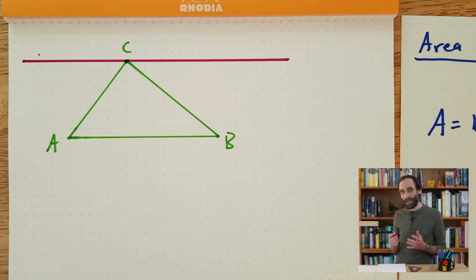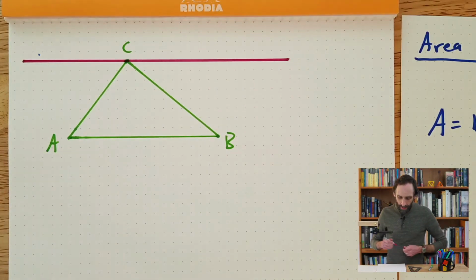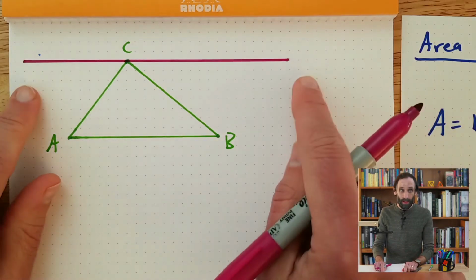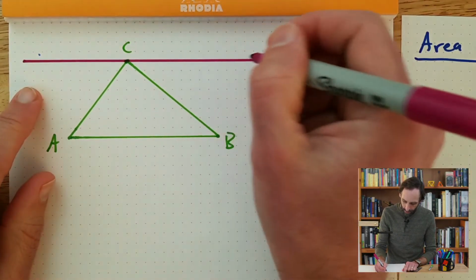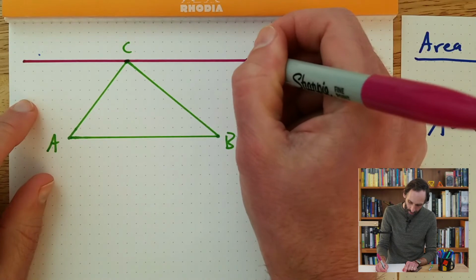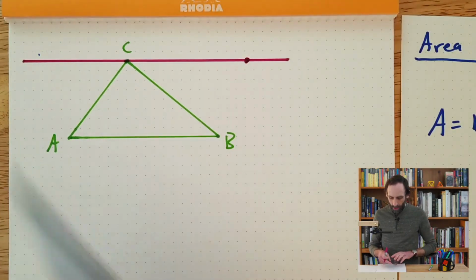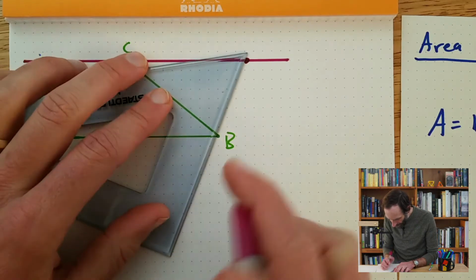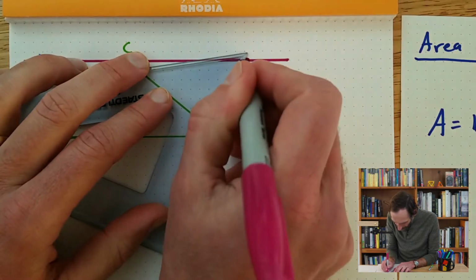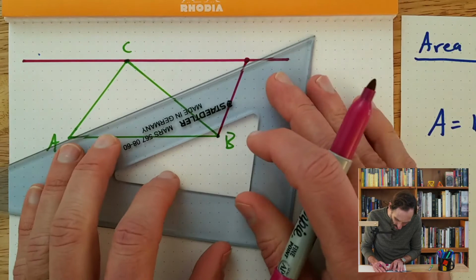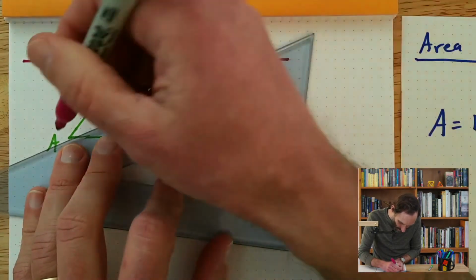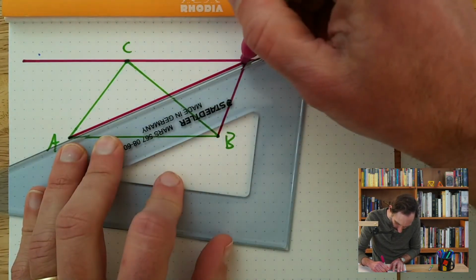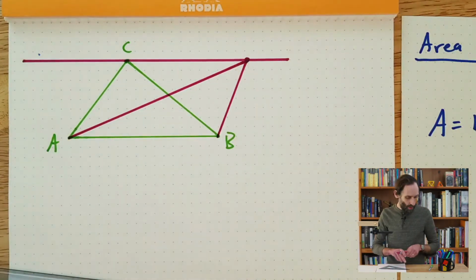Now, an interesting consequence of this is that I can pick any point on this line. For example, I could pick a point right here, and I could draw a triangle using that as the vertex, but keeping the base of the original triangle. And so here, I'll draw that in like this. Okay, so now you see this new triangle.